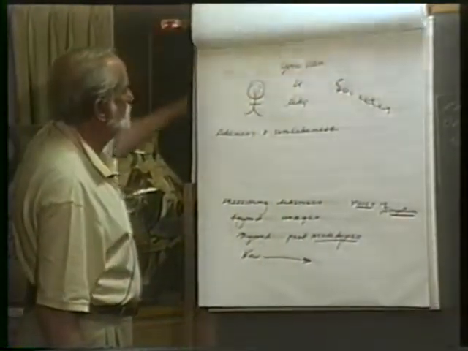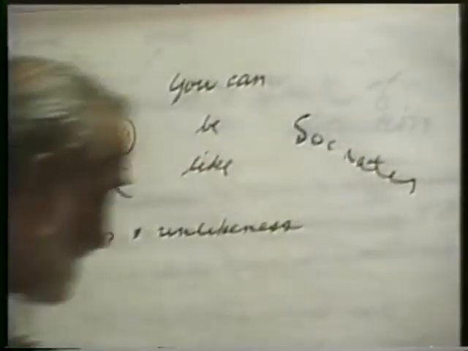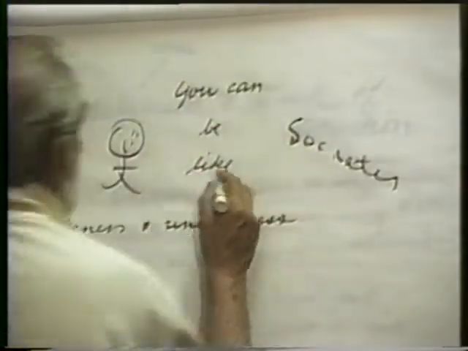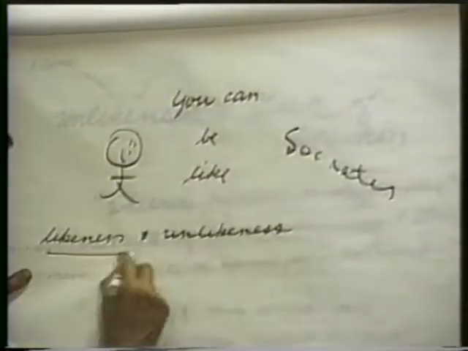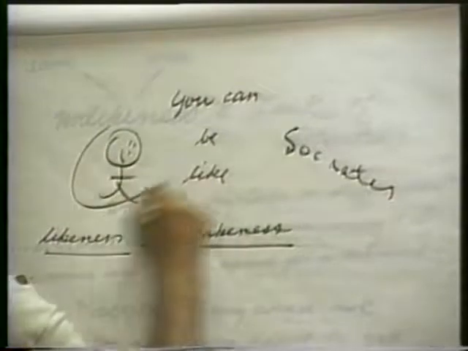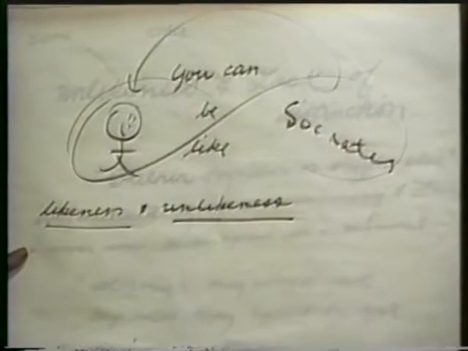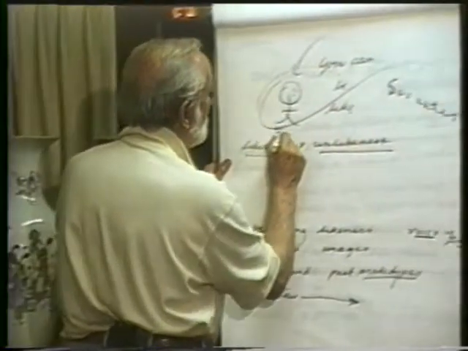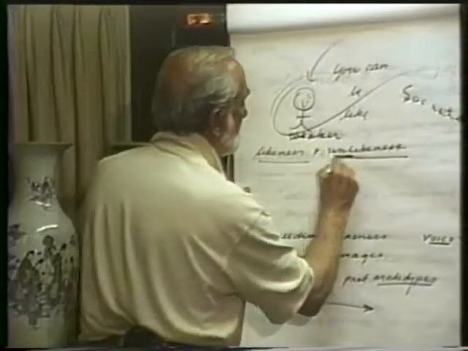Now look here. Let's try this now, see if we can pull some things together. Here's a very interesting point. You can be like Socrates. There can be likenesses and unlikenesses. But because you can be like Socrates, does that mean Socrates is going to be like you? Because this is the weaker side. This is the weaker side. The less. It's the unlike.